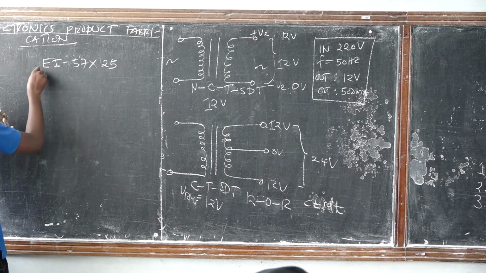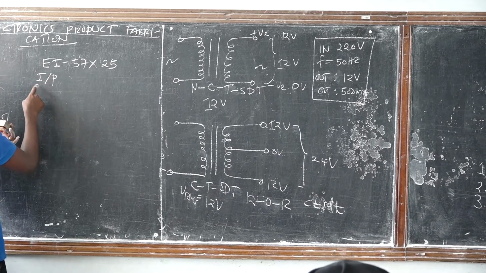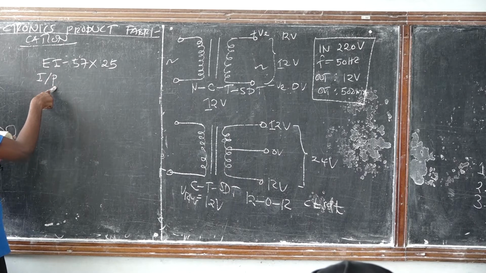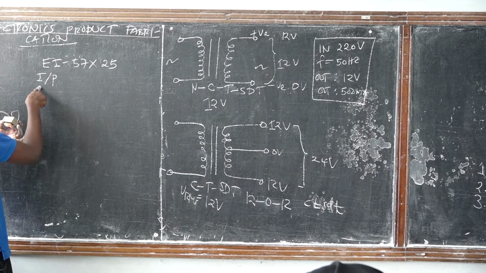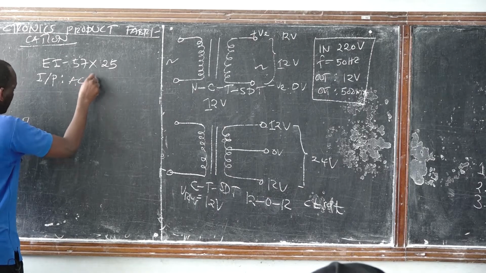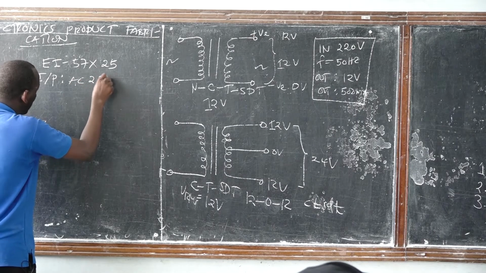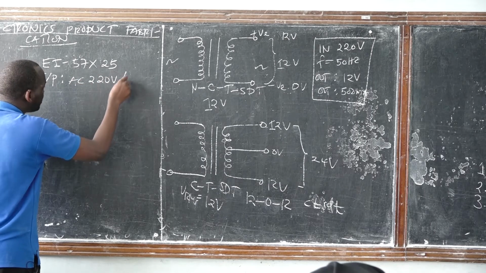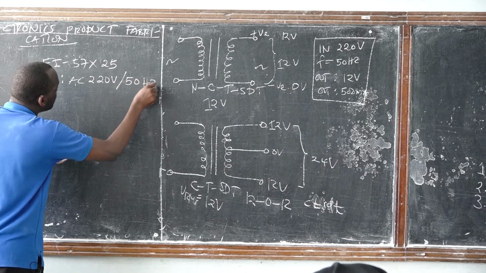Then the next one, I/P, input. So this is input. So then we have what? AC 220 volt with frequency of 50 Hz.